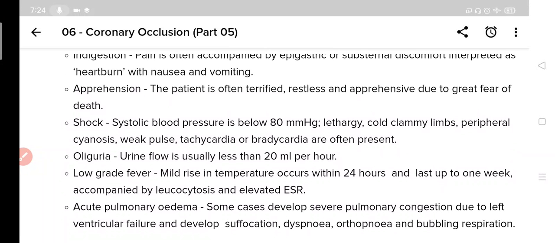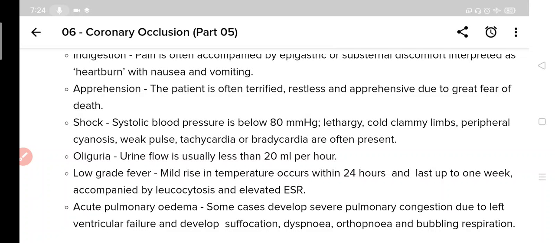Third one is apprehension. Apprehension means if someone feels anxiety about the future, then it is called apprehension. So due to the pain and the symptoms, the patient is very terrified, restless and apprehensive because he feels that he is going to die. So this is another clinical feature.